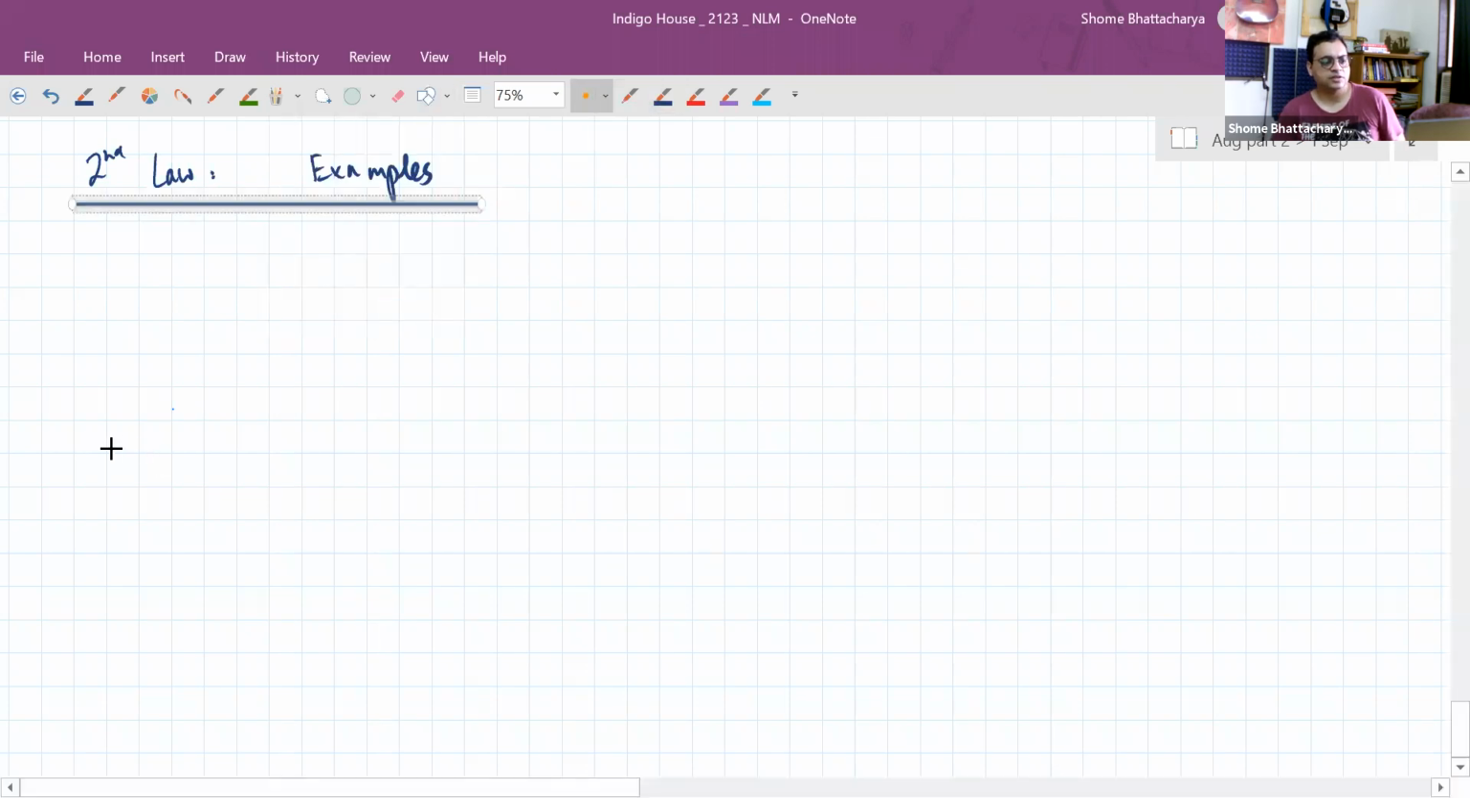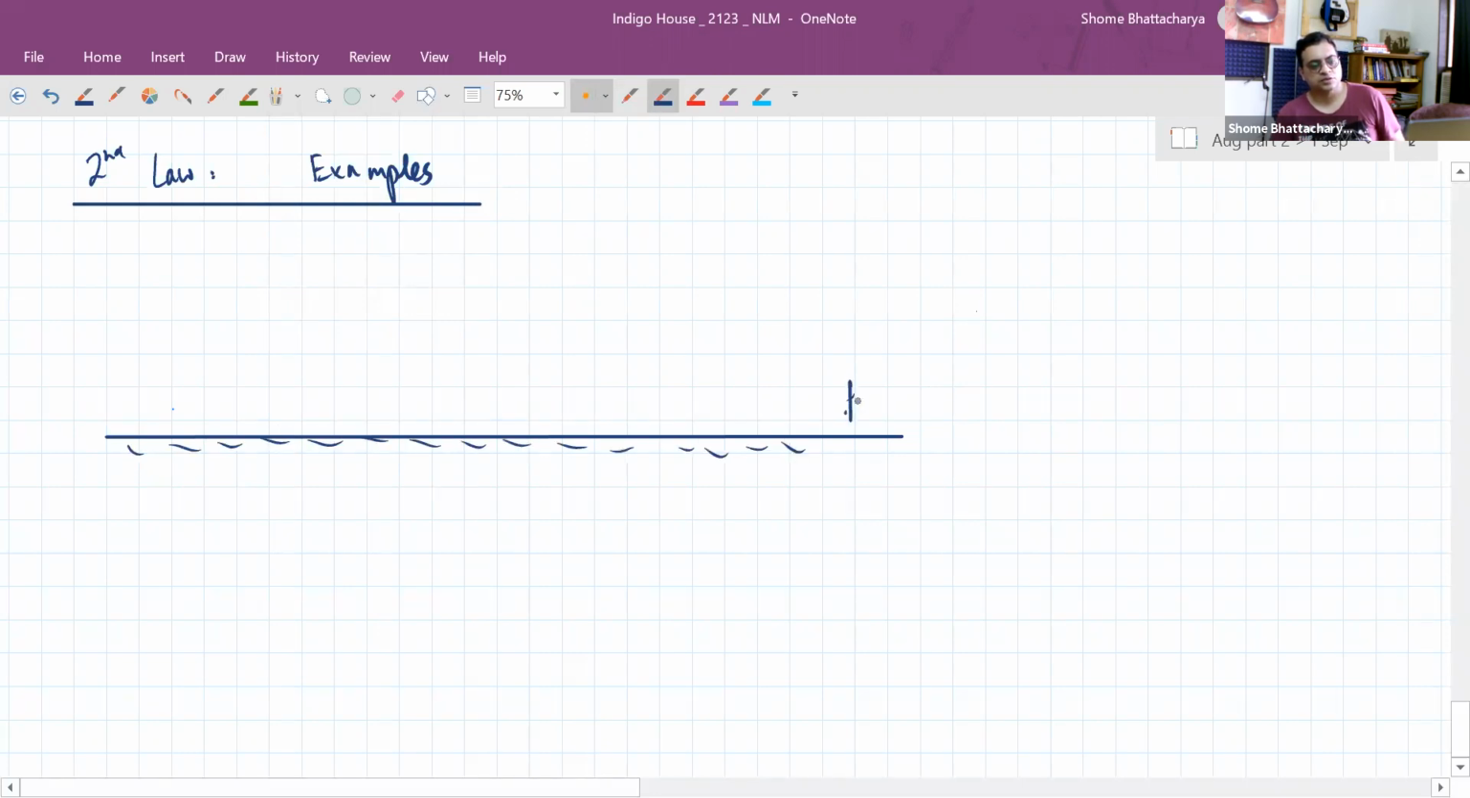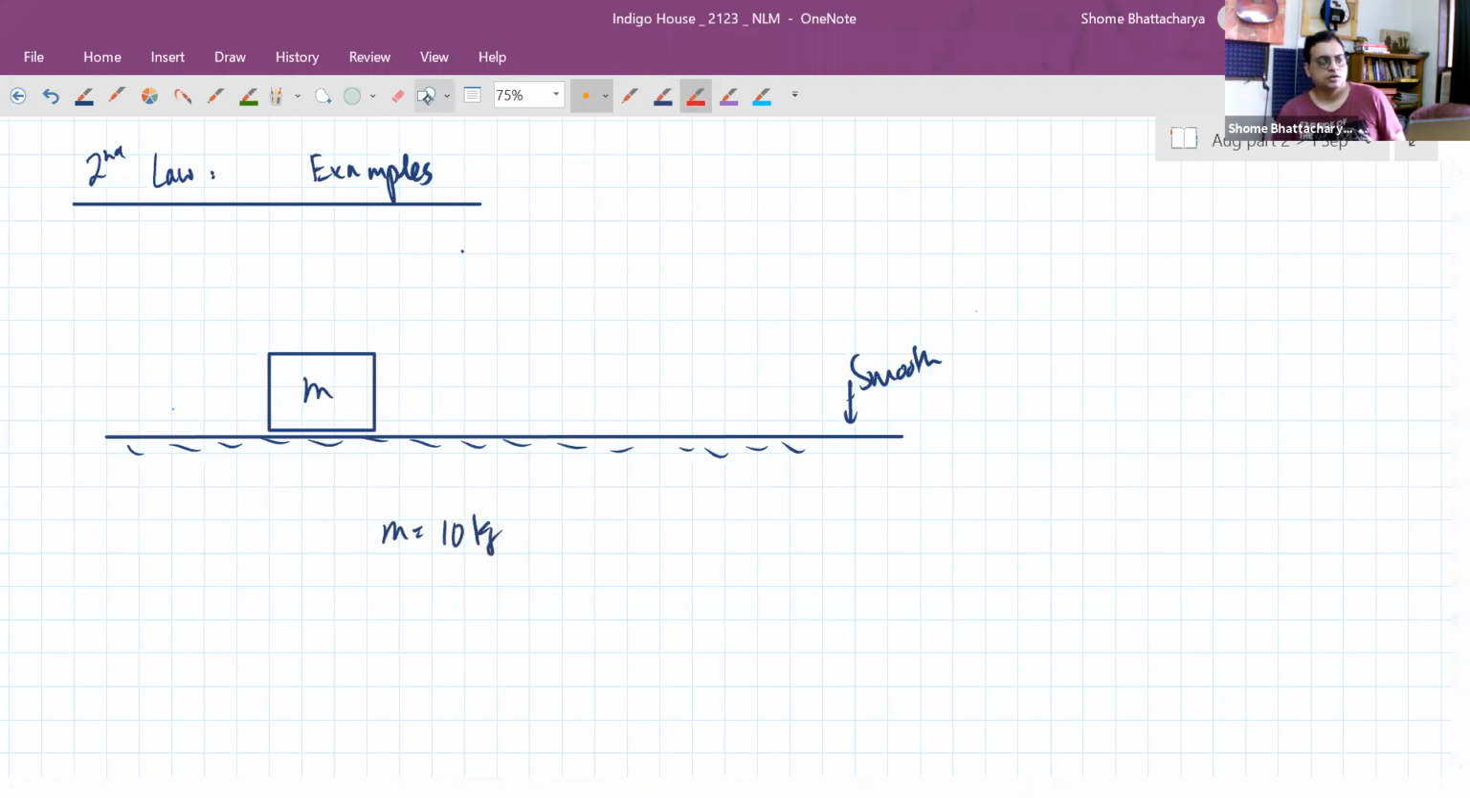So let us say we have this situation now. We have this smooth surface, and on that we have placed a block like this. Now the mass of the block is 10 kilograms. And now let's say what I'm doing is I'm applying two forces on it. One force I'm applying like this.